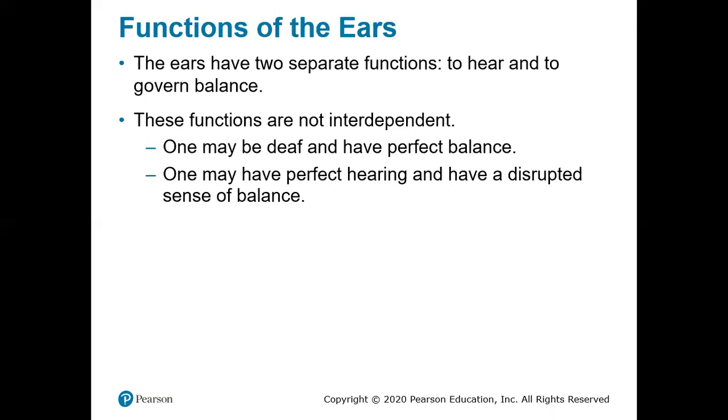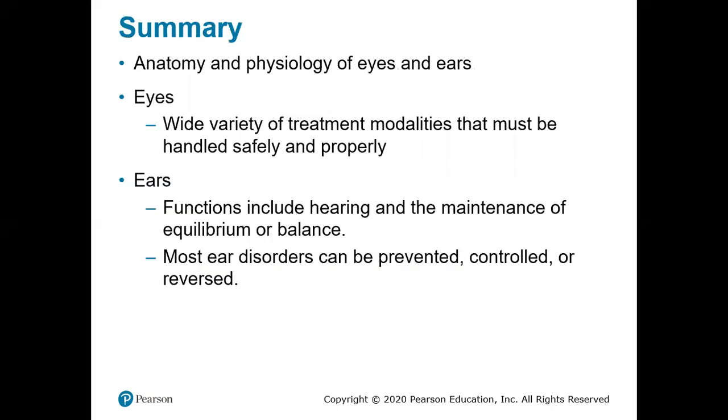So the ears have 2 separate functions, which is to hear and govern balance. These functions are not interdependent. One may be deaf and still have perfect balance. One may have perfect hearing and have a disrupted sense of balance. So in summary, anatomy and physiology of eyes and ears.